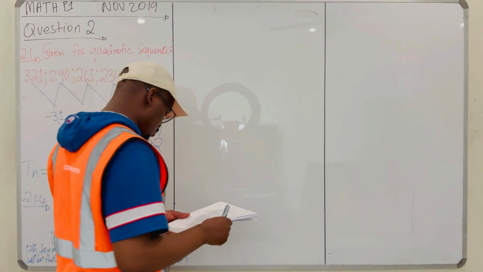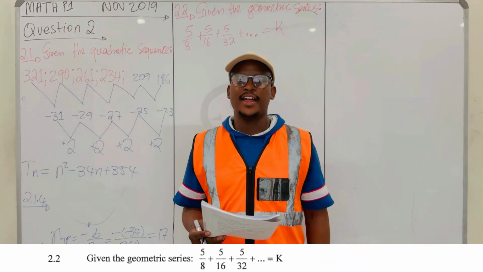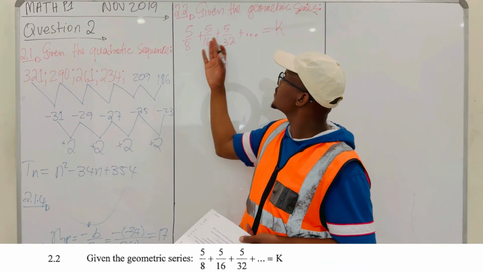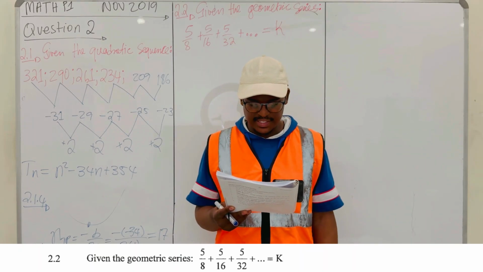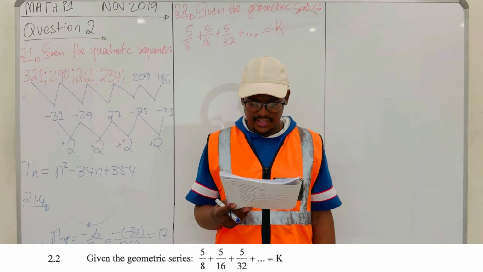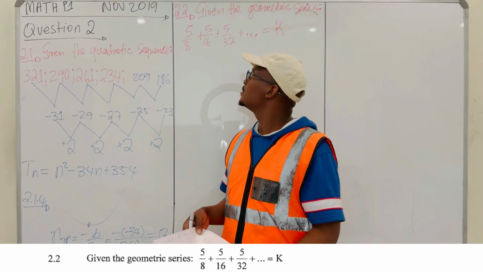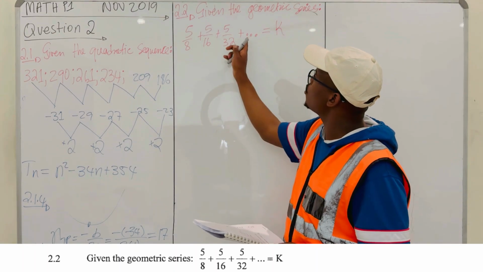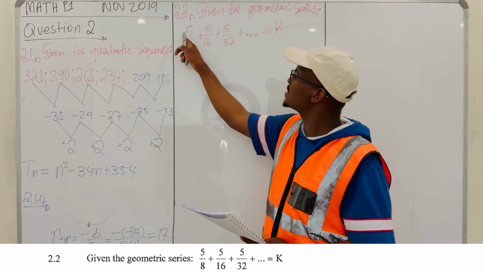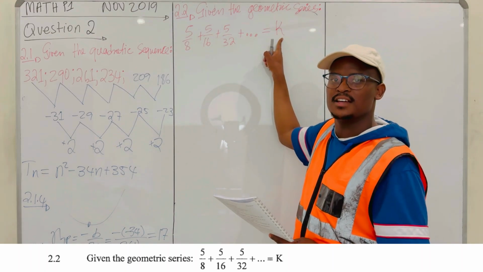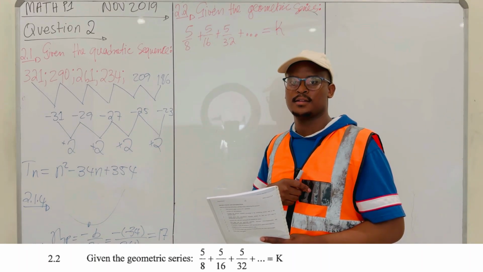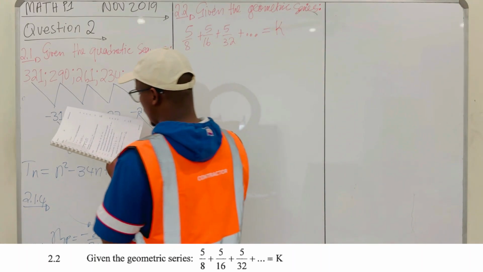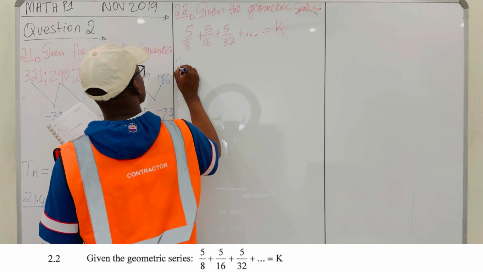Now we're going to move to 2.2. 2.2 reads as follows: given the geometric series 5 over 8, 5 over 16, and 5 over 32, and so on, is equal to k. So you are given this geometric series. When you sum the terms of this geometric series, your answer is k. So k is the sum of the numbers of this geometric series. No problem. So what are they saying at 2.2.1?